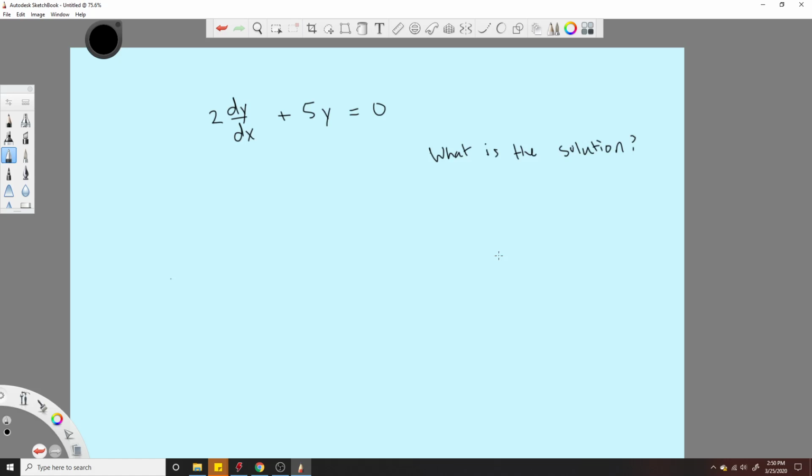Alright, try solving this differential equation. There's a truck passing by. I'm going to solve it now.